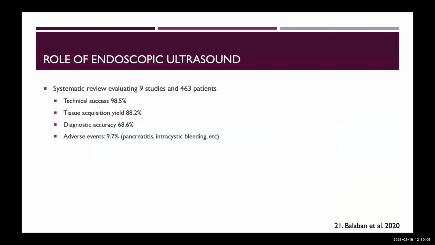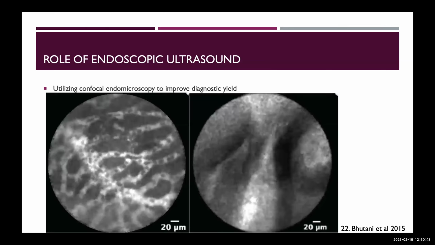Tissue acquisition, meaning actually seeing macroscopic amounts of tissue, was reasonable, but the diagnostic accuracy was mild to moderate at 68.6%. So despite having sufficient tissue from the biopsies, it was not always easy to make a firm diagnosis of whether this was an IPMN or another cystic lesion. Adverse events doing this particular procedure are high. 10% can have pancreatitis, as you can imagine. You're irritating something around the pancreas, or causing intracystic bleeding as you're biopsying a paper-thin cyst wall.